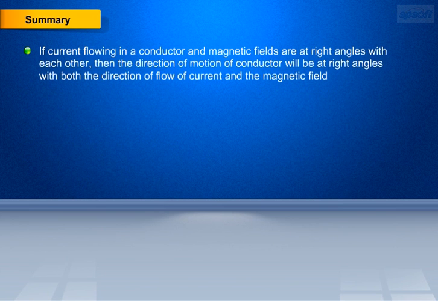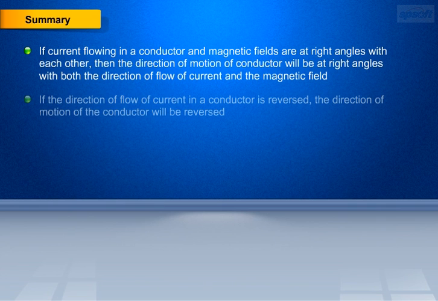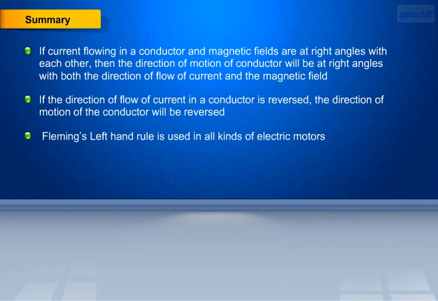If current flowing in a conductor and magnetic field are at right angles with each other, then the direction of motion of the conductor will be at right angles with both the direction of flow of current and the magnetic field. If the direction of flow of current in a conductor is reversed, the direction of motion of the conductor will be reversed. Fleming's left-hand rule is used in all kinds of electric motors.